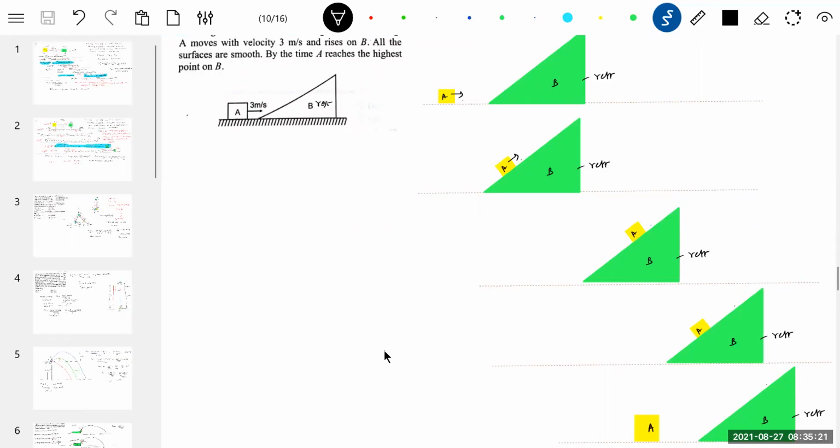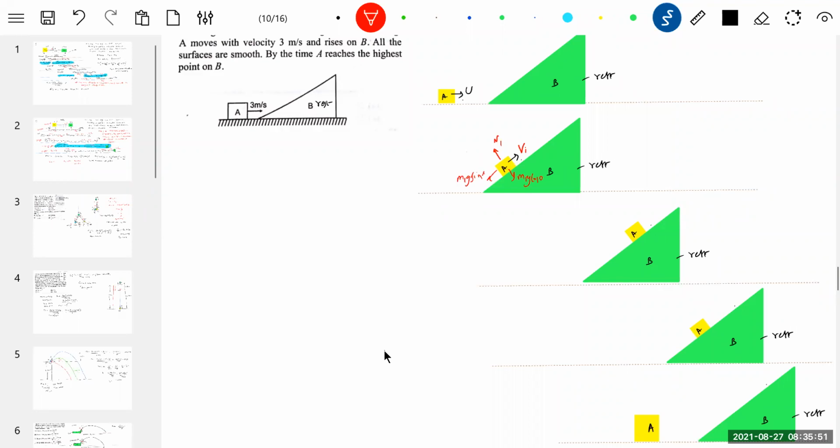Let's begin. So this block was having initial velocity u. This wedge was at rest. Now it starts climbing. The moment it starts climbing, what are the forces? Everyone please put effort, try to understand things. Here normal contact, N1, M1g cos theta, M1g sin theta.